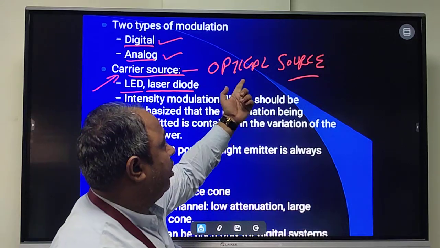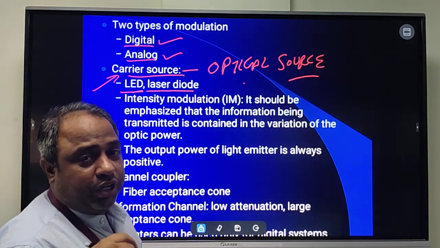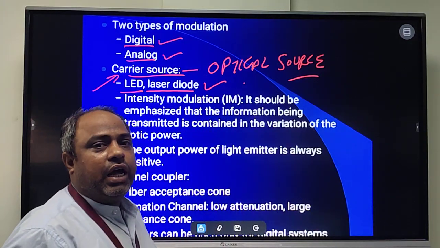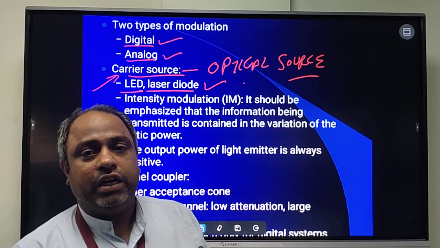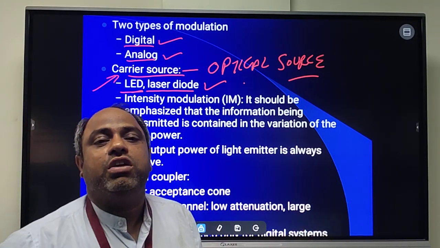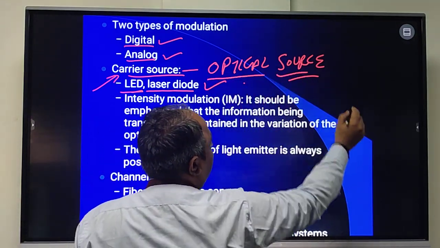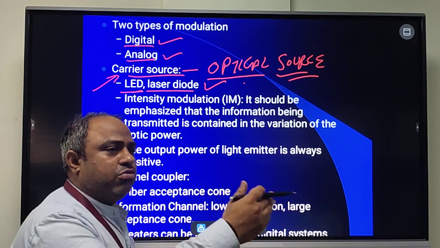So that's why in optical sources we use LED. And then the second optical source or carrier source is the laser diode. A laser diode is again a source which can be used to convert an electrical signal into a laser optical signal format. So this is the beauty of optical communication, where we can use multiple sources to transfer information in terms of light.